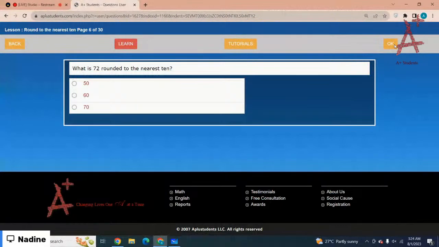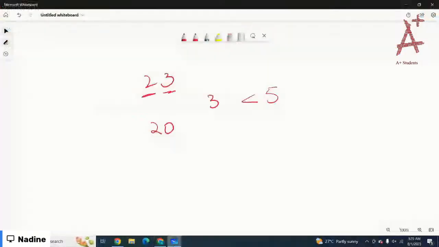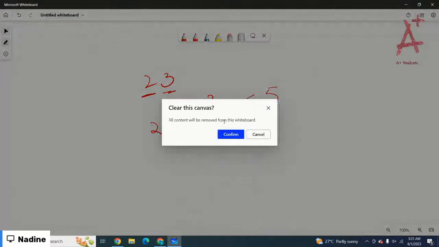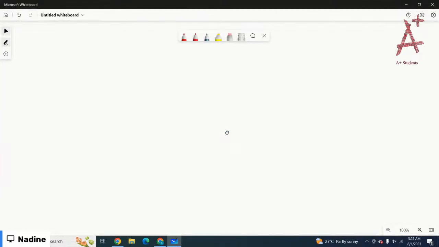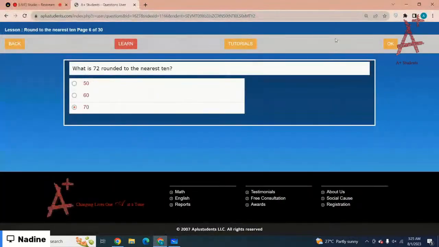What is 72 rounded to the nearest 10? So which is the correct option? 72. You have 2 right next to the 10 digit. So 2 is less than 5. That means you have to round on the same 10. Just replace the ones digit with 0 and the tens digit is same. So it would be rounded off to 70. The correct option is 70.